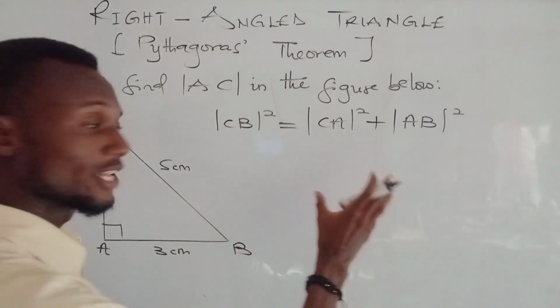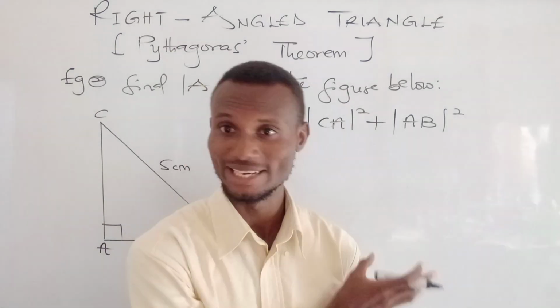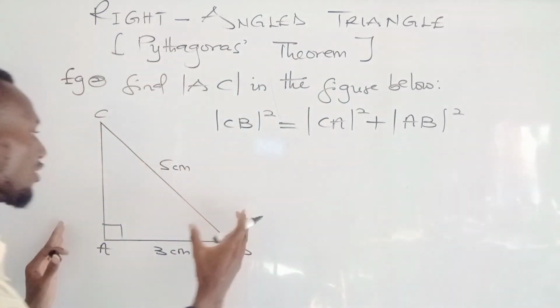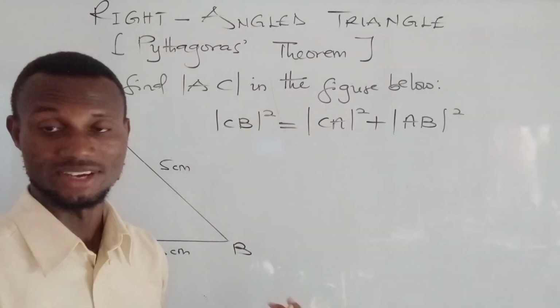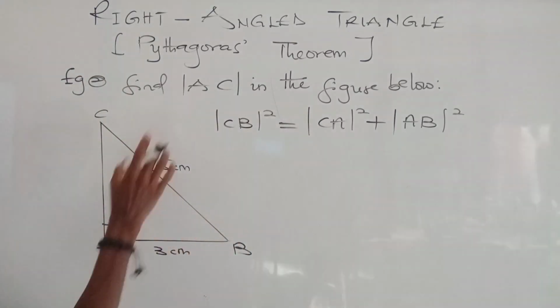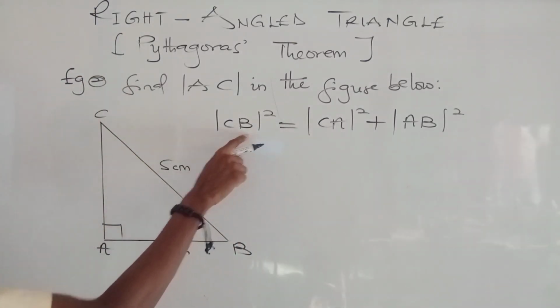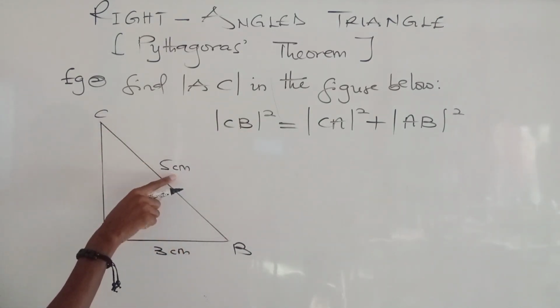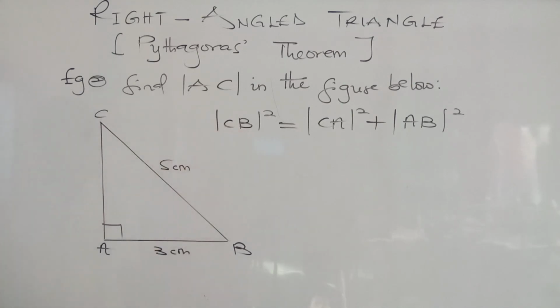So after you've put the formula down like this, all that you need to do is to look at the diagram and input your given values. So if you look, we have CB here, and when we check, we have been given CB. CB is given to be 5 centimeters, so we write the value there.